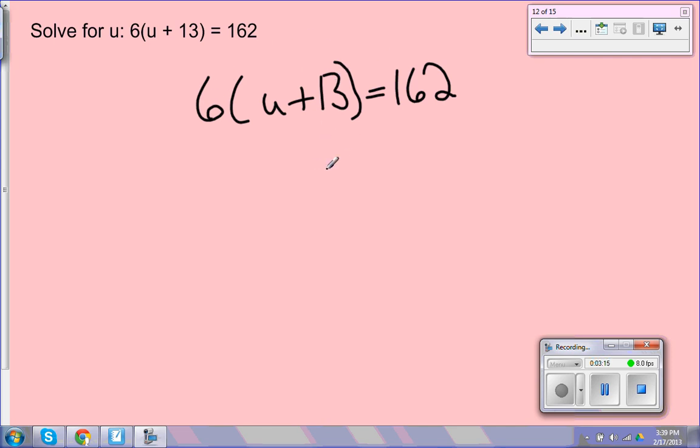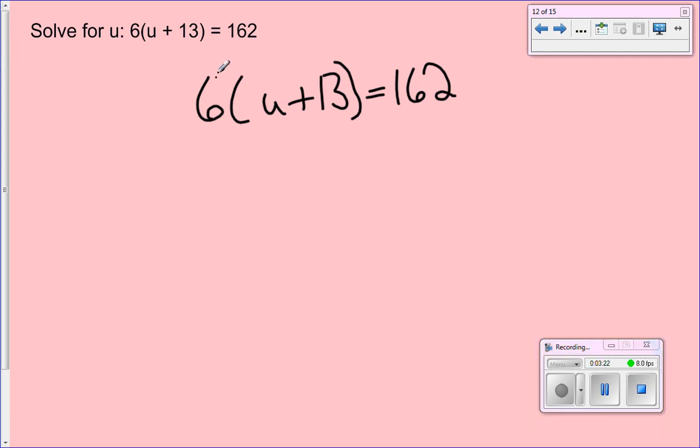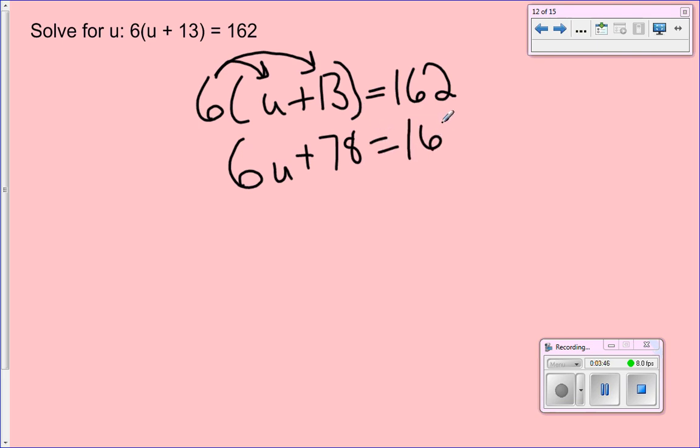If I were to just subtract 13 and start working through this, I would be missing 5 other 13's that are over here. So the distributive property says we take the number outside the parentheses and we multiply it times both of the terms inside the parentheses. So we are left with 6u, and then when we multiply, we're going to bring down that plus sign actually. When we multiply 6 times 13, we have 78. We're going to continue to bring down the rest of that equation because that hasn't changed yet.